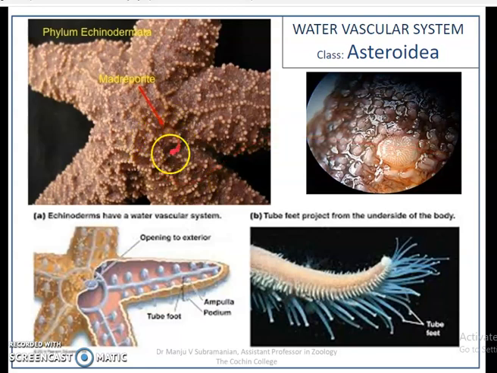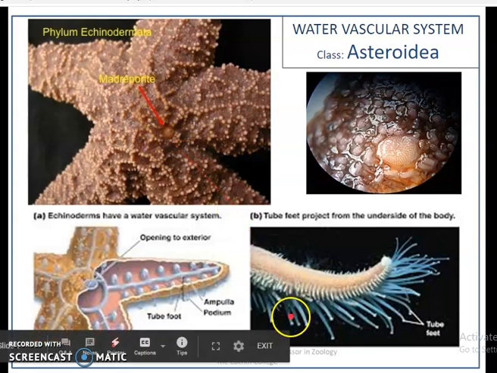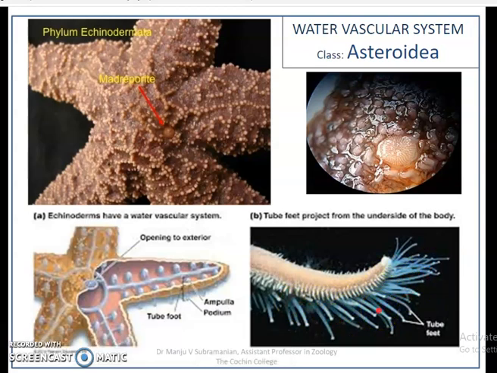So just see in this diagram, this is a picture of a starfish. On the aboral side, you can see a small spot, and this spot is the madreporite. It is found on the aboral surface, and on the oral surface you can see certain structures called tube feet, and these are the two structures which we can see on the outside of the organism, which are a part of the water vascular system. All other parts are arranged internally.